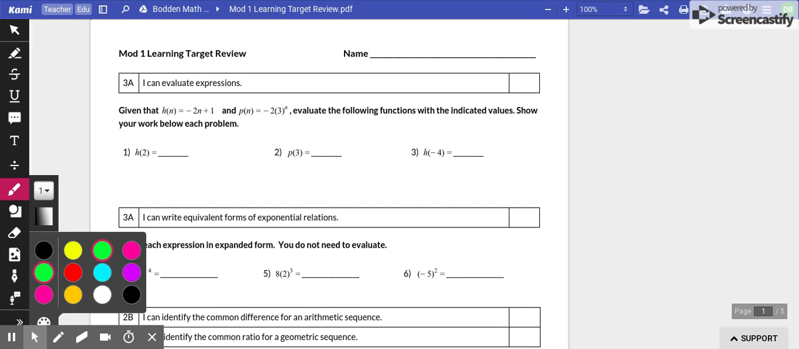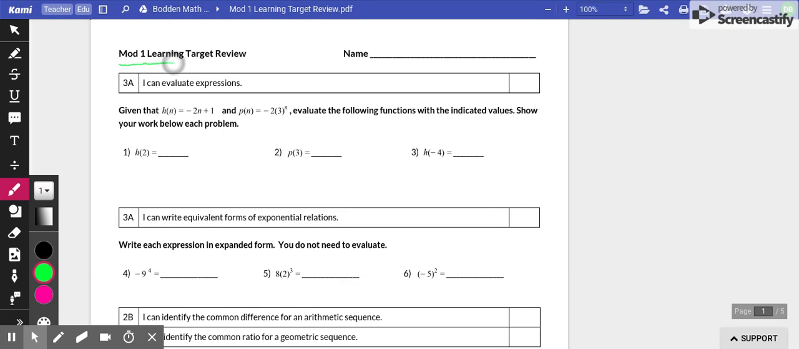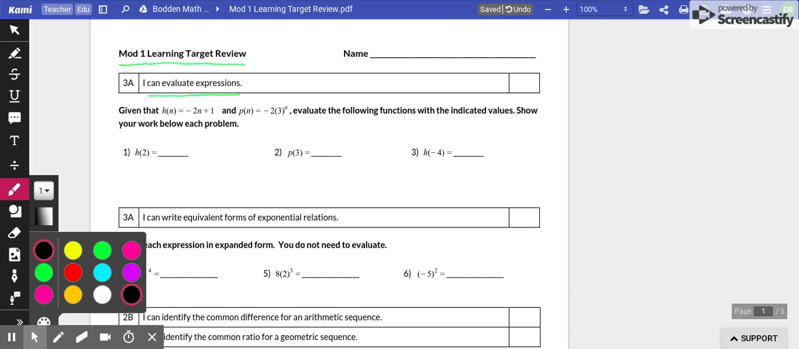Okay, this is a recording of the Mod 1 Learning Target Review, and this is part 1. Okay, so the first thing is I can evaluate expressions, and we are going to get started.